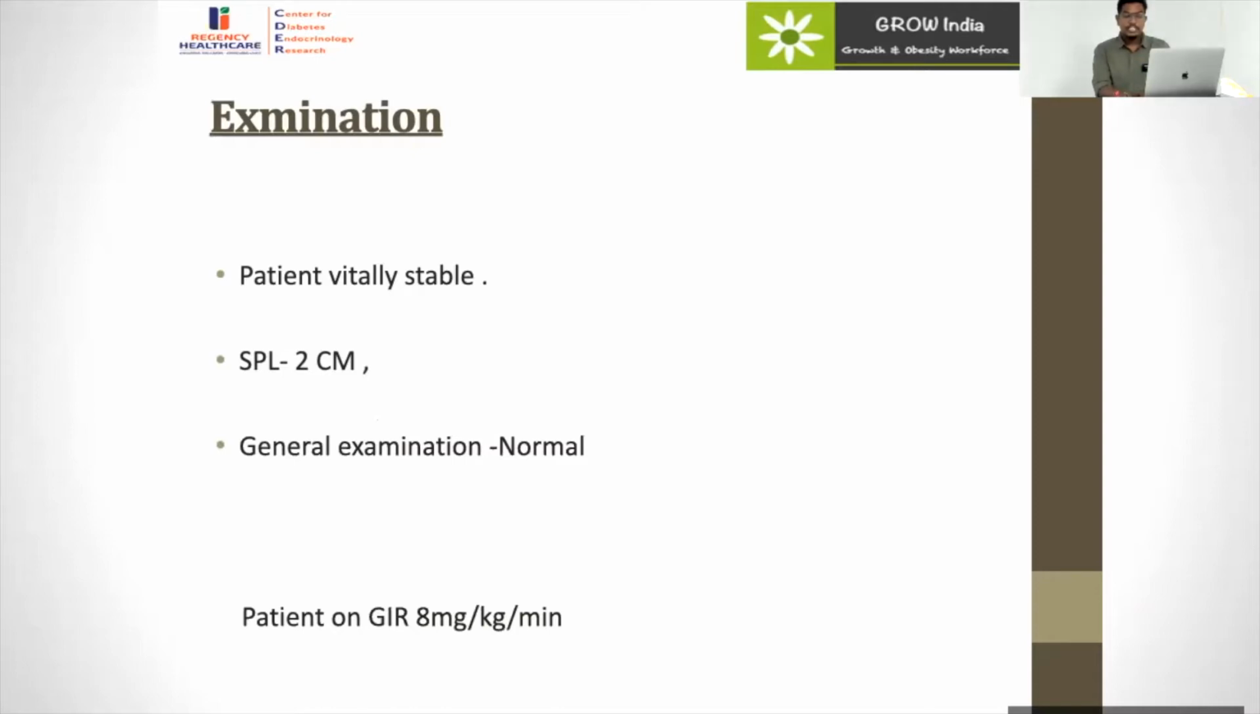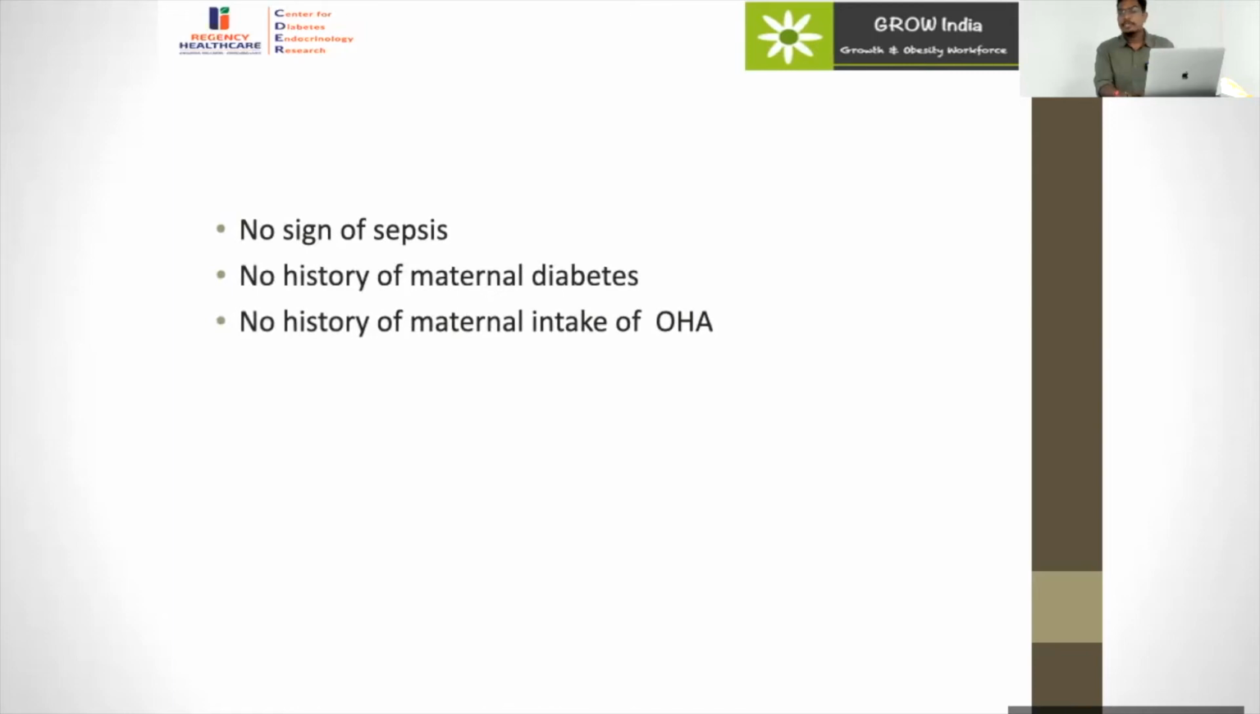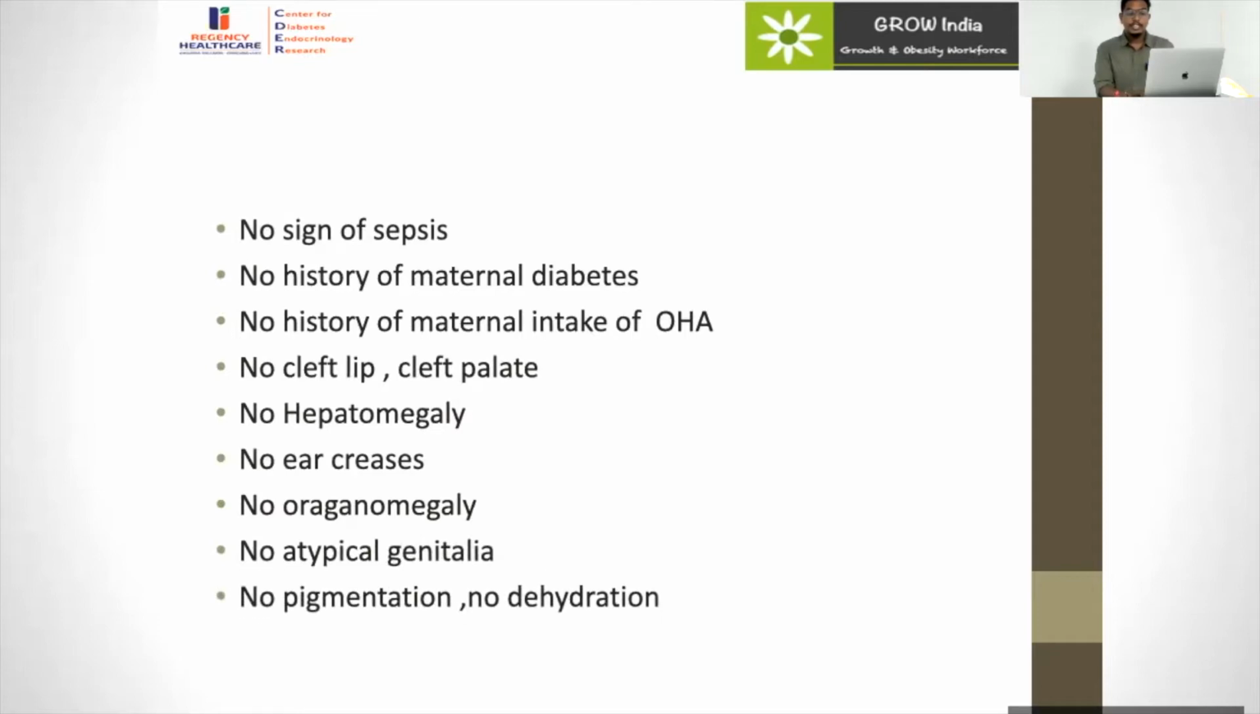The patient is on GIR maximum 8 milligram per kg per minute. In the further history, there is no sign of sepsis. No history of maternal diabetes or maternal intake of oral hypoglycemic agents or any medication. No midline defect like cleft lip or cleft palate. No hepatomegaly, no ear creases, no organomegaly, to rule out any syndromic causes of persistent hyperinsulinism. No atypical genitalia, no pigmentation, no dehydration, no eye pathology, to rule out galactosemia as well.